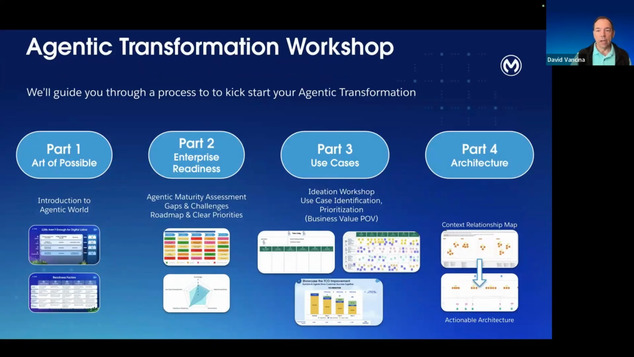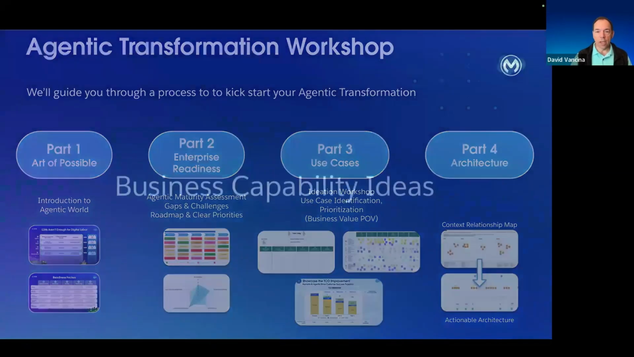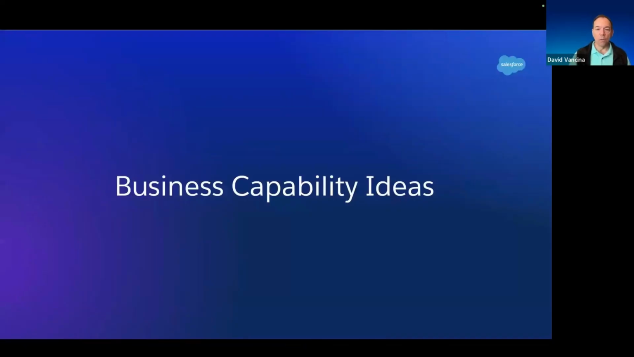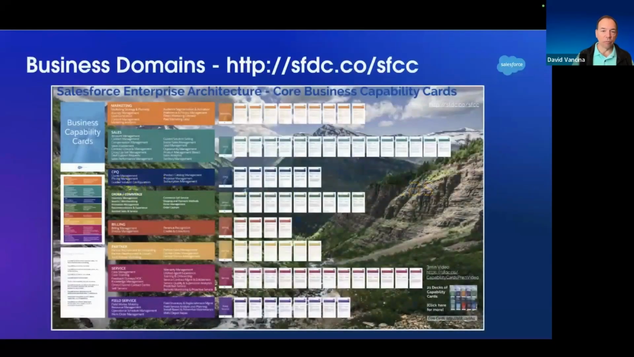Now, we here at MuleSoft have developed a series called the Agent Transformation Workshop. And in it, we focus on level setting with art of the possible, assessing enterprise readiness, building out or choosing use cases, the topic that we're discussing here today, and then driving those use cases out into an actionable architecture. So, with respect to use cases, we've developed some tools of our own that we often find are very valuable in just helping to figure out what are the business capability ideas that are worth fleshing out.